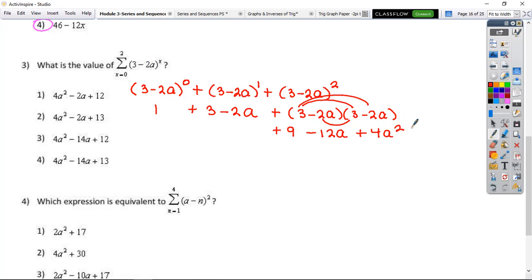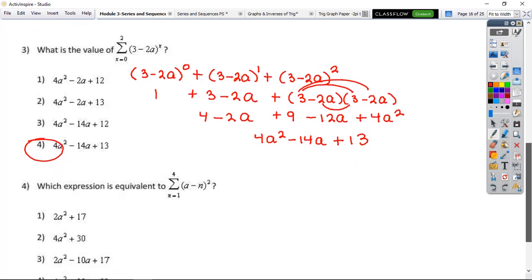Okay, so there's that part. And then over here, I have 1 plus 3 is 4, and minus 2a. Okay, so I'm going to put this back to standard form, beginning with my leading term of 4a squared, followed by negative 14a, and ending with 13. All right, multiple choice answer is choice 4.